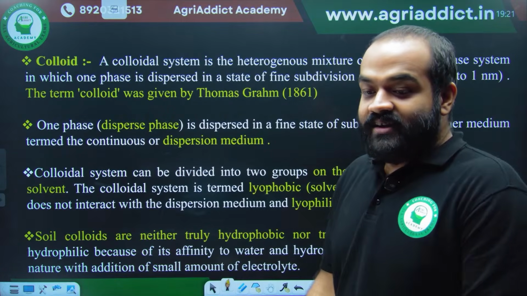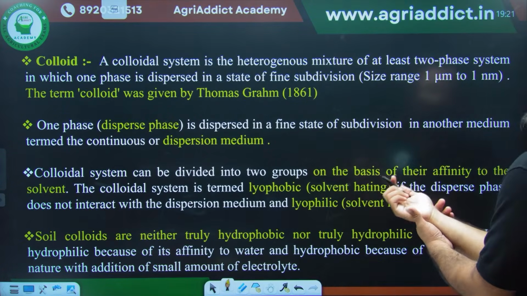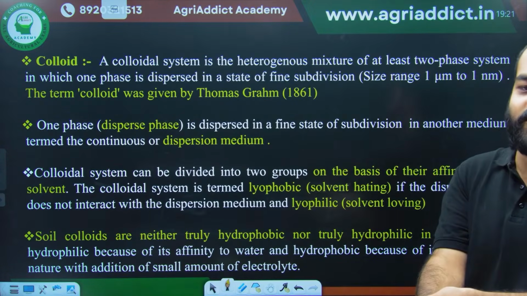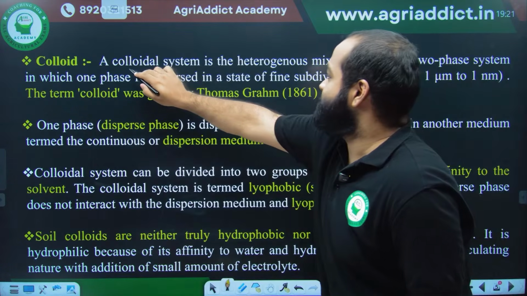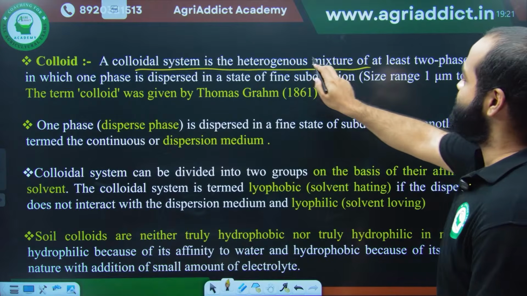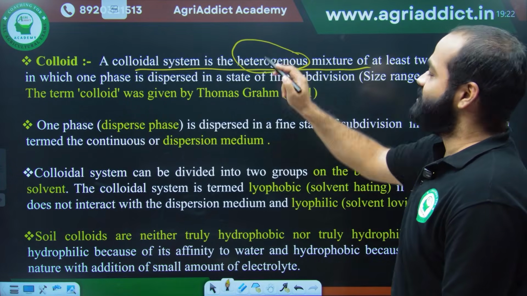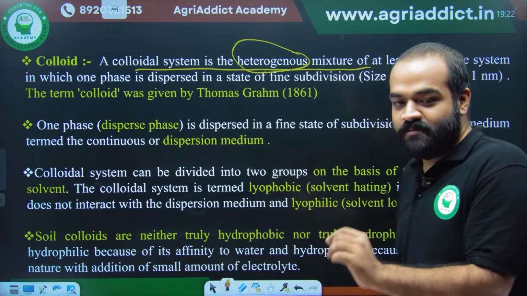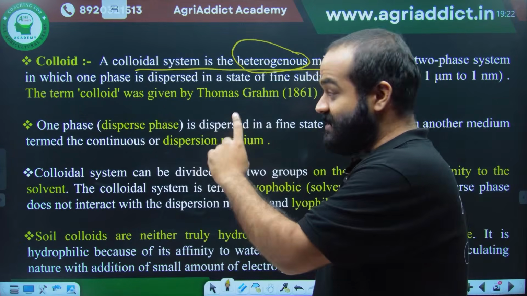So what is colloid now? What is colloid? Colloid, this is in all the ISSS, in all the treatises, wherever you go. Colloidal system is the heterogeneous mixture. You have to focus on the keywords, from where the question can come. Yes, questions will come from these words. So please be focused on these words.